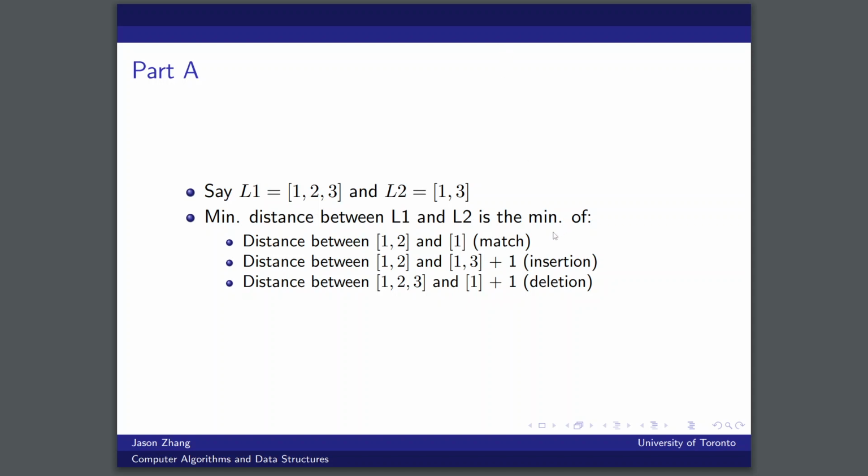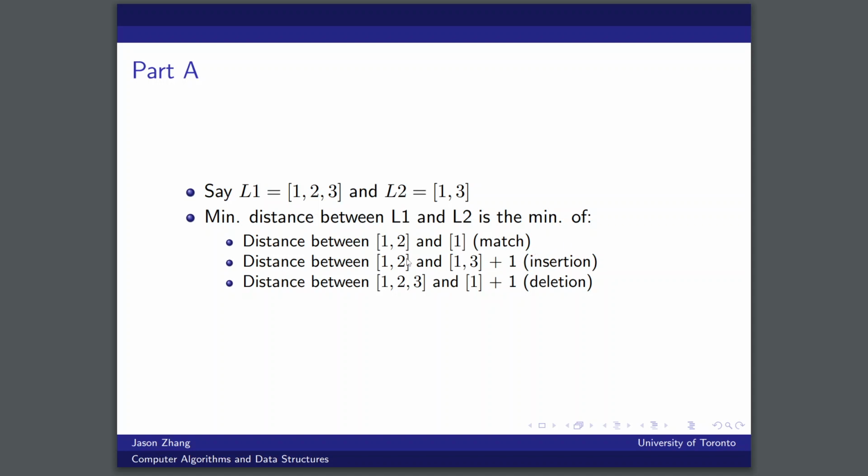And each of these cases represents a different operation. So in the first case, there's no operation being performed because we noticed that the last element in both lists is 3. And so they match. So the distance between L1 and L2 will be the same as the distance between [1, 2] and [1]. This is quite intuitive.